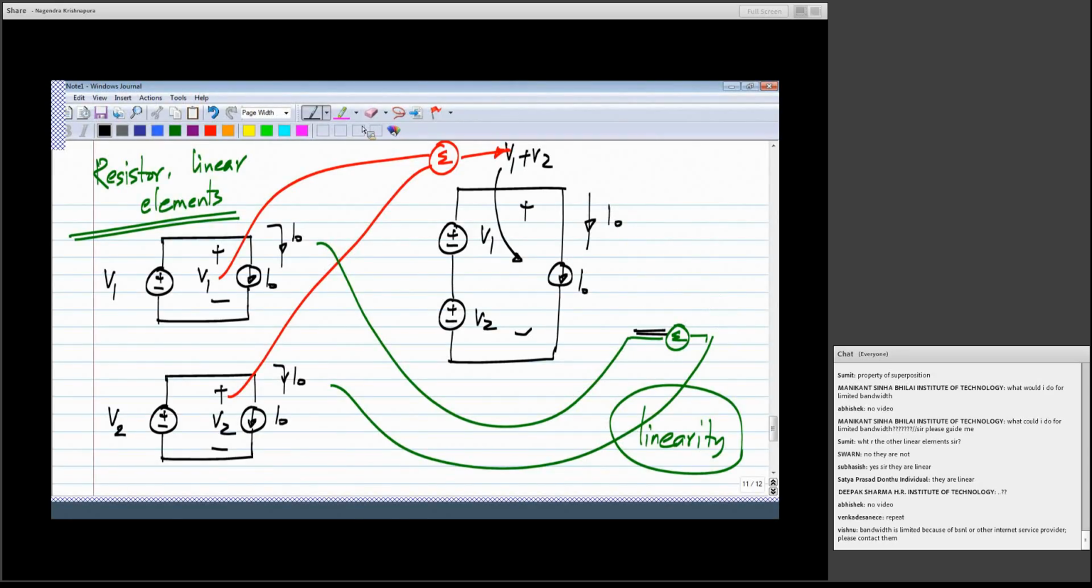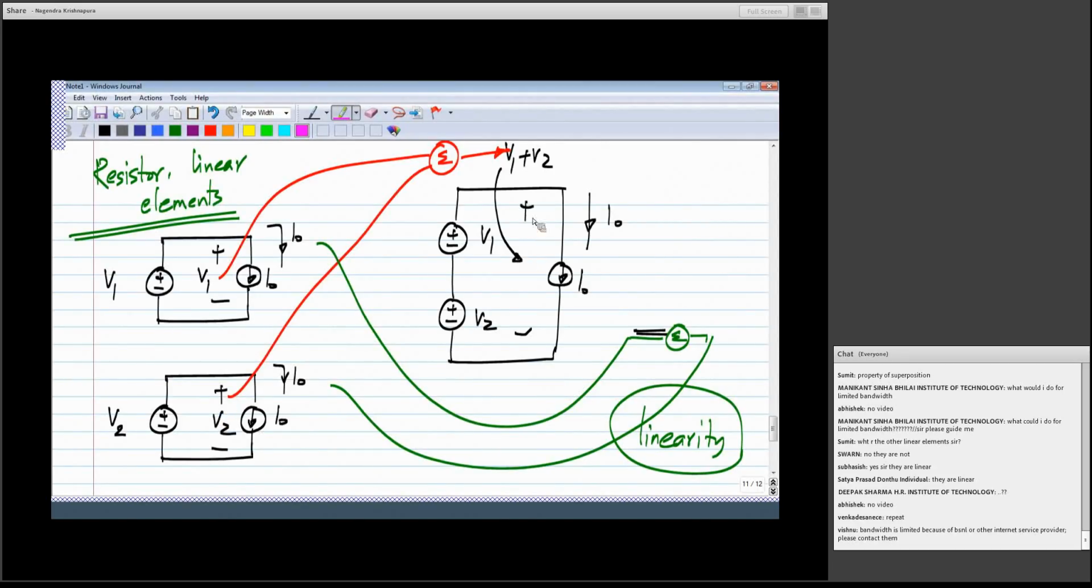Here I apply V1. The current is independent of what is applied to it, so it will be I naught. Here also it will be I naught, and here also it will be I naught. So although I apply a voltage that is a sum of the individual voltages, that is, here I have applied V1, here I have applied V2.